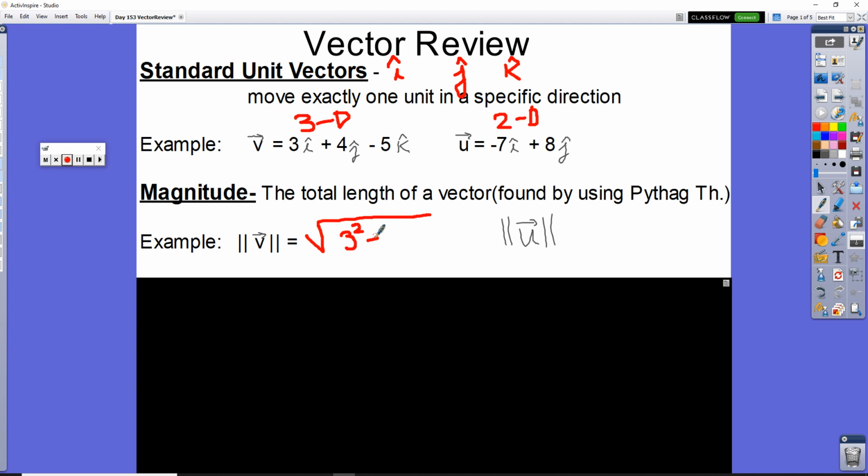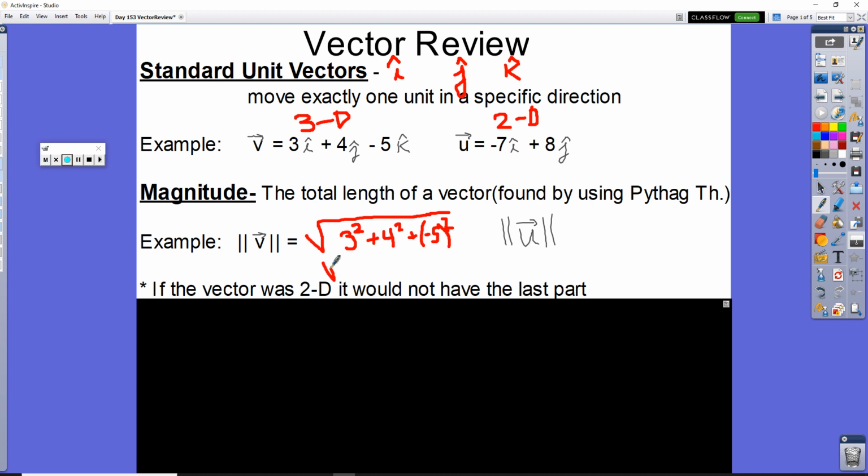So 3 squared plus 4 squared plus, and put this in parentheses, (-5) squared. You're not just squaring the 5, you want to square the negative along with it as well. So 3 squared is 9, 4 squared is 16, 5 squared is 25. When you add all of those up, you're going to get the square root of 50, which of course is going to be simplified into 5 radical 2.